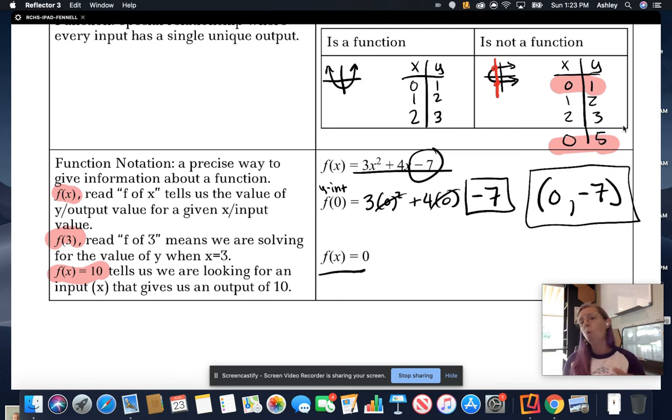Now they're telling me, what's the value of x that makes y 0? What's the value of x that makes y 0? So now I'm solving for x-intercepts here.